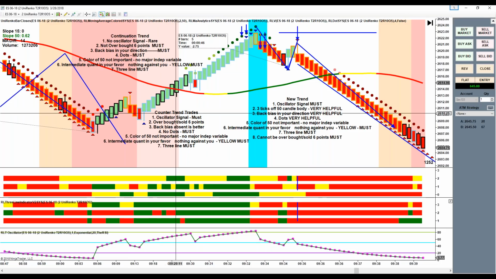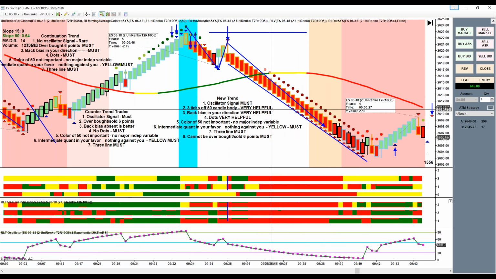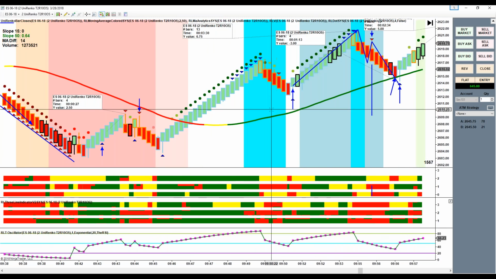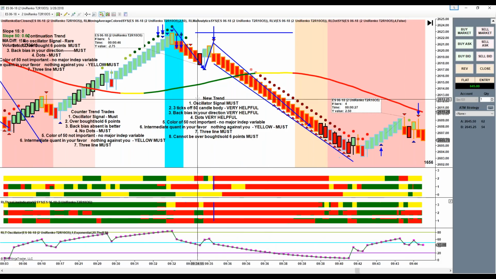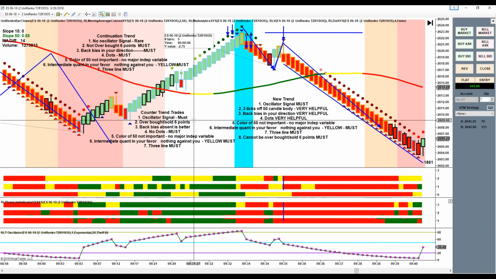On the counter trend signals, oscillator is a must. It's best the further overbought or oversold you are, the better. But you can see on trades that aren't significantly overbought, we just took a winner and the market wasn't significantly overbought. Background bias absent is better, but not a must.